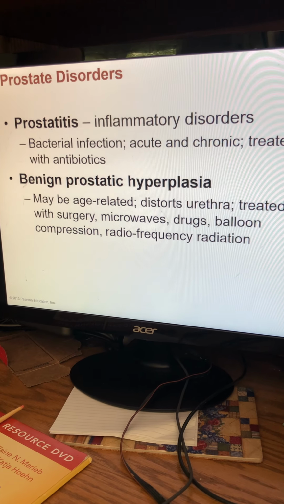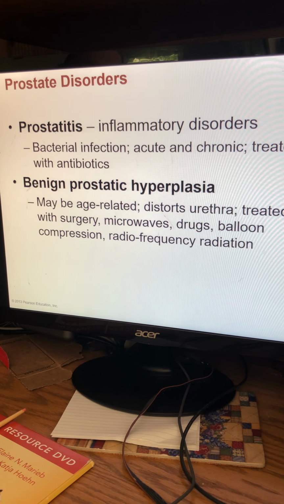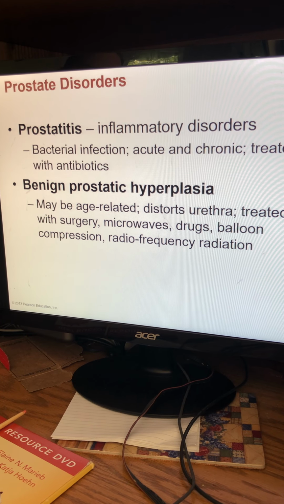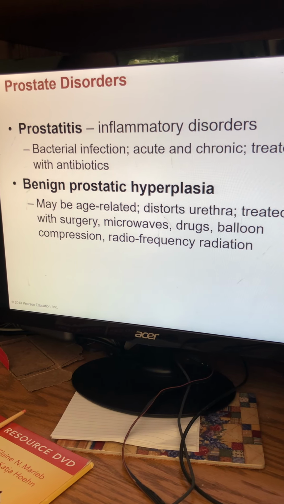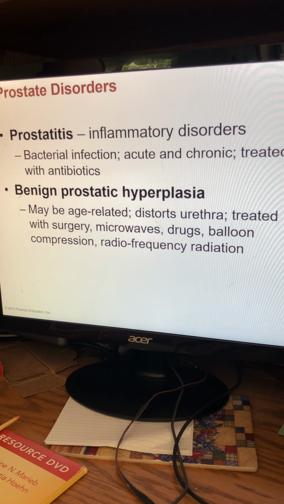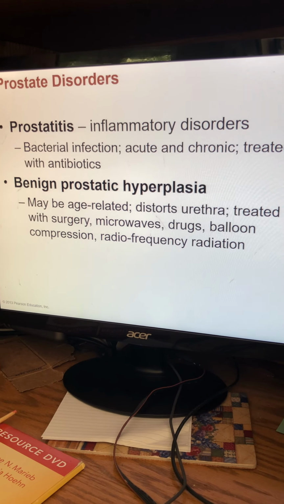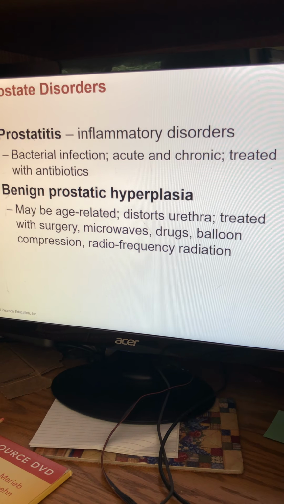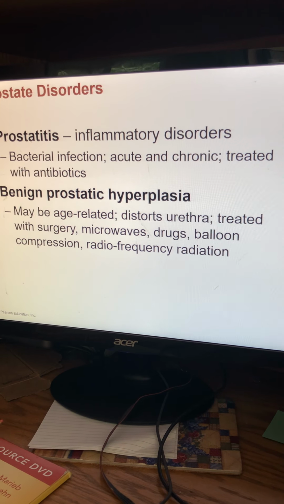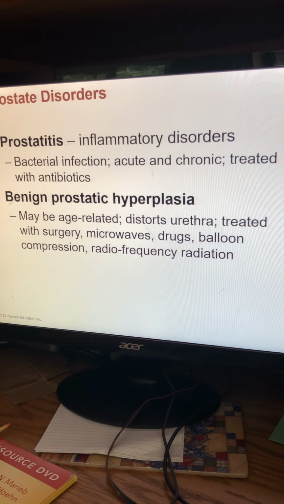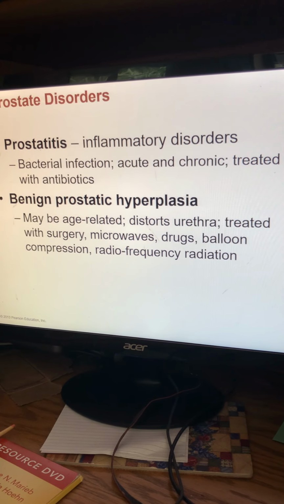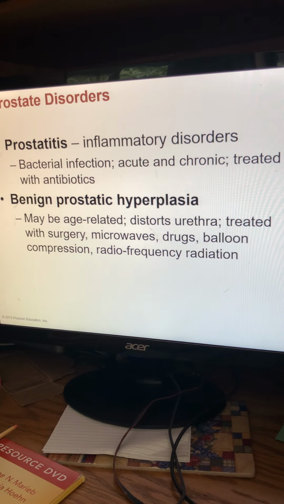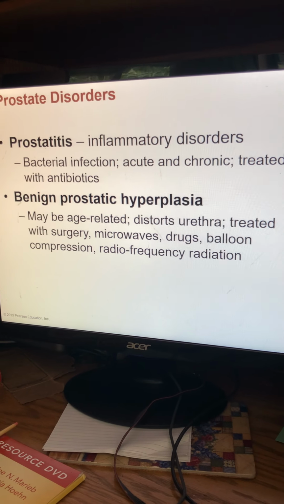Two things that they're mentioning here are prostatitis, which is inflammation of the prostate for a number of reasons. But the second one is benign prostatic hypertrophy. They refer to it as BPH. It may be age-related. It distorts the urethra, and it sometimes is treated with surgery, balloons, radiofrequency surgery, so that you can have an opening so that you can urinate.